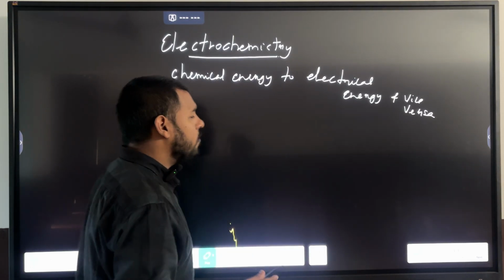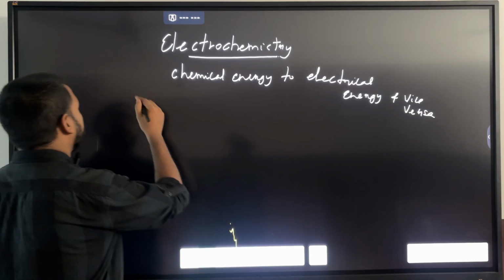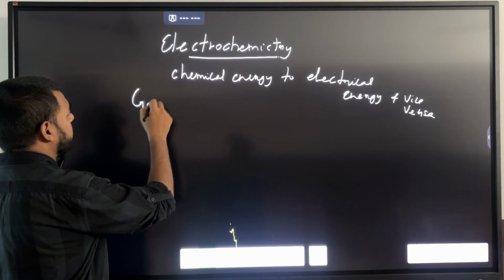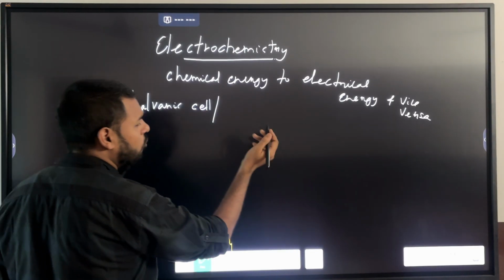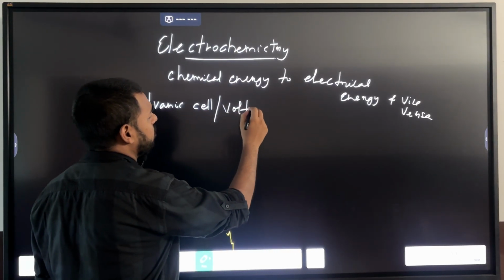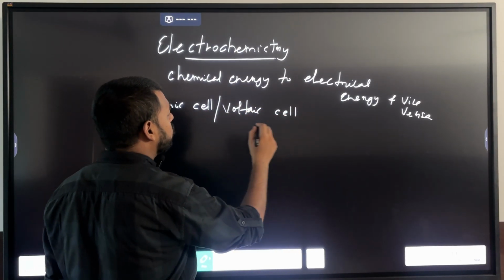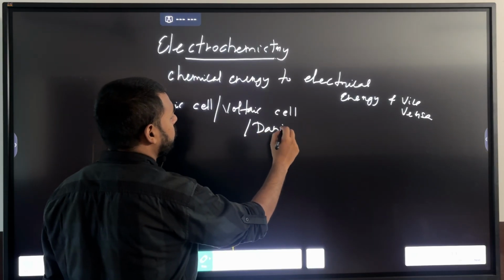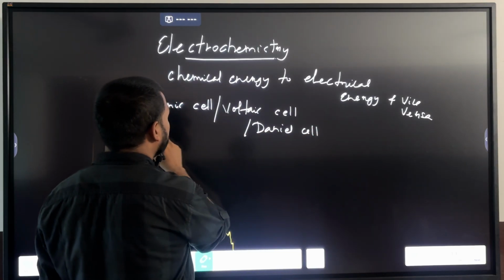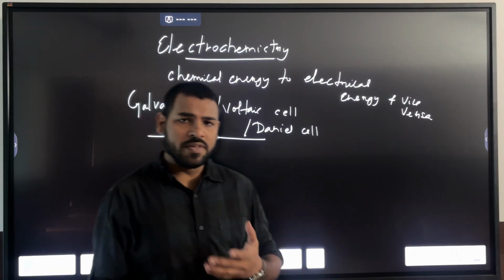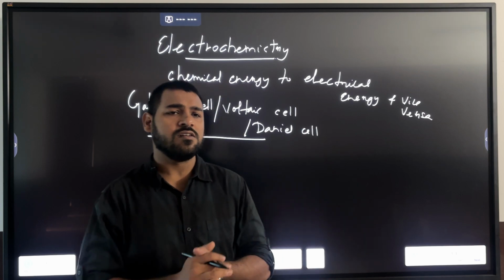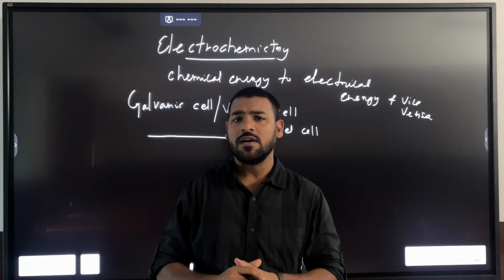So, our small topic is the galvanic cell. Galvanic cell is also known as voltaic cell, also known as Daniel cell. So what is this galvanic cell? First of all, we will have the principle, then the construction, then the working of the galvanic cell.